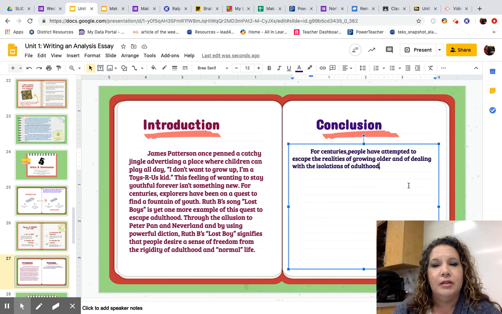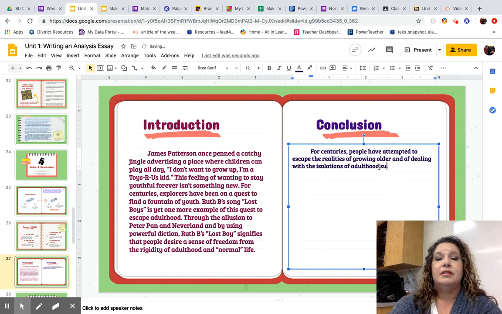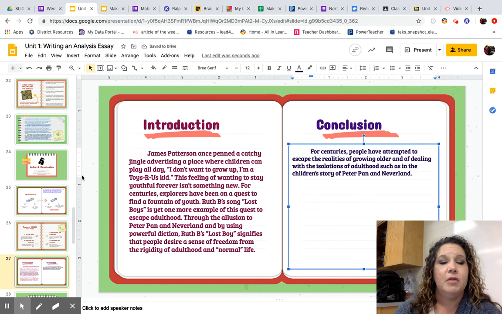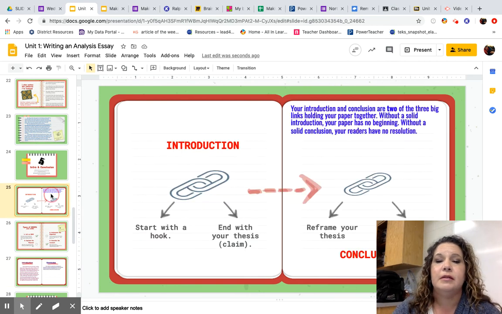So my conclusion now reads, for centuries, people have attempted to escape the realities of growing older and of dealing with the isolations of adulthood. And I'm going to say, such as in the children's story of Peter Pan and Neverland. Right? Okay, I think we're making some progress. So I've reframed my thesis. I now need to leave the reader with a powerful thought.